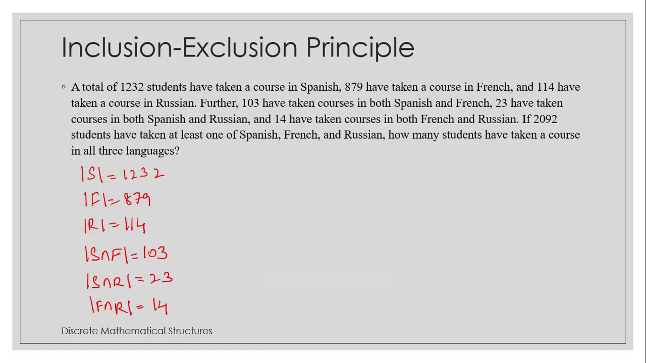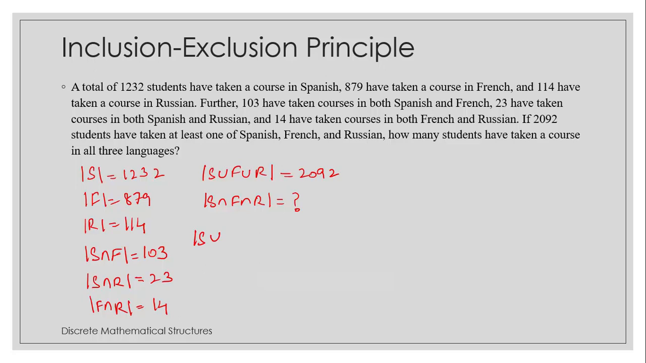Now, if 2092 students have taken at least one of Spanish, French, and Russian, that means S union F union R is equal to 2092. How many students have taken a course in all three languages? So we are supposed to find S intersection F intersection R.